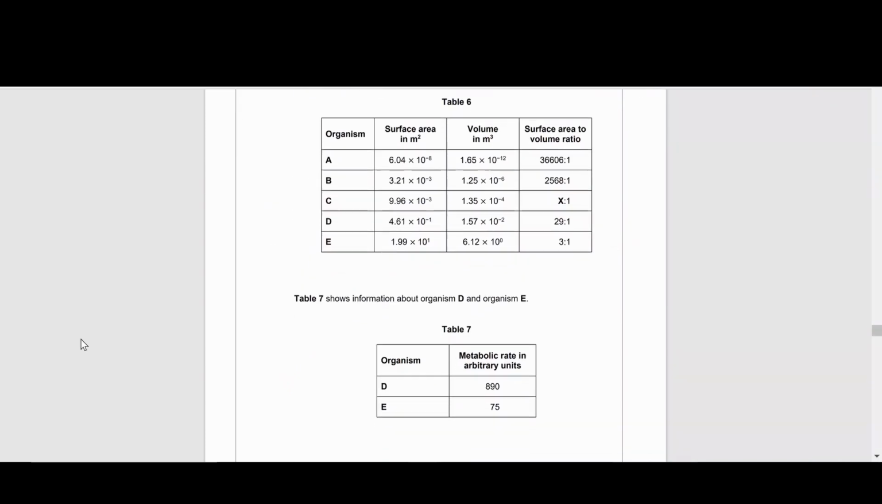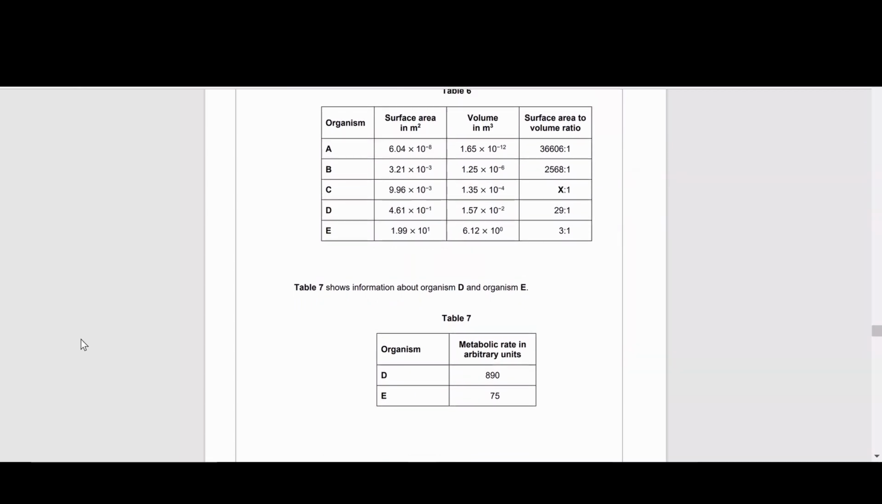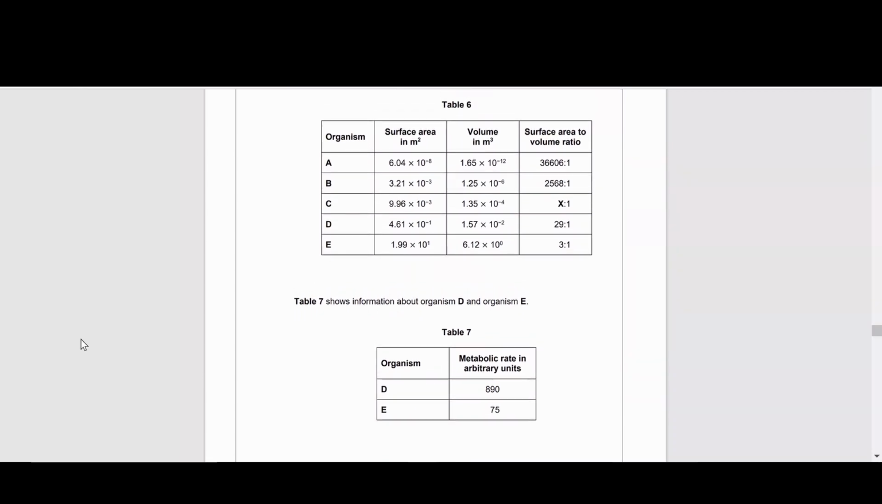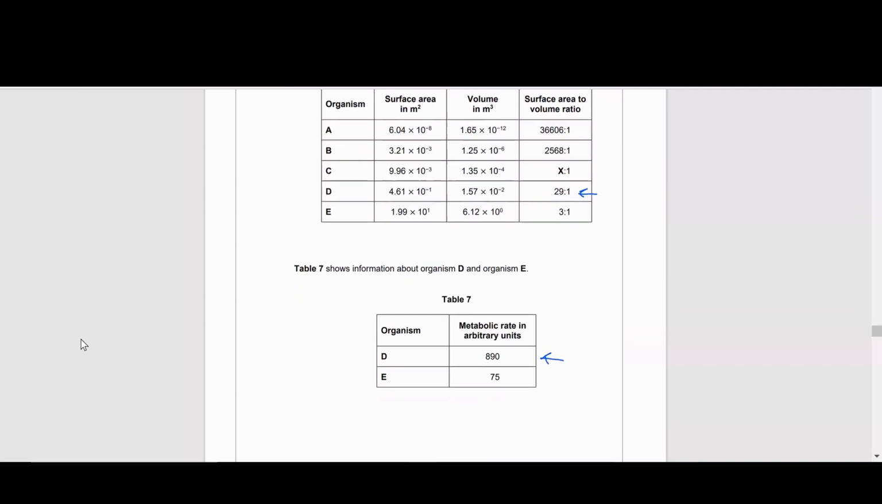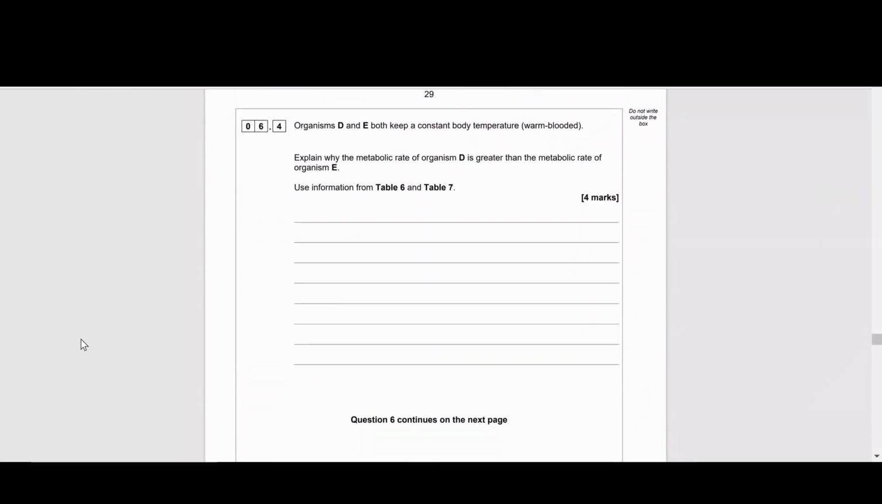Table 6 is repeated below, so the table is shown again. Table 7 shows information about organisms D and E. So metabolic rate in arbitrary units for organism D is much higher than it is for E. So if we analyze the table now, organism D has a larger surface area to volume ratio than organism E. Yeah, its metabolic rate is much higher. So there must be some link there. Let's read on.